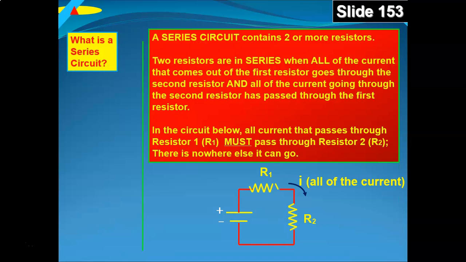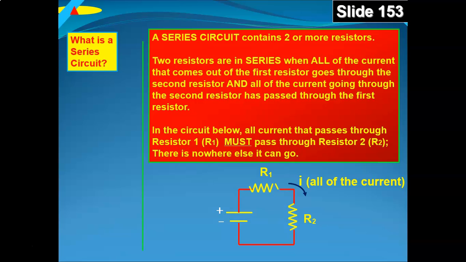A series circuit contains 2 or more resistors, and they're lined up one after the other. So 2 resistors are in series when all of the current that comes out of the first resistor goes through the second resistor, and all of the current going through the second resistor has passed through the first resistor. In the circuit below, all current that passes through resistor 1, that's R1, must pass through resistor 2, R2. Why? Because there's no place else for it to go.